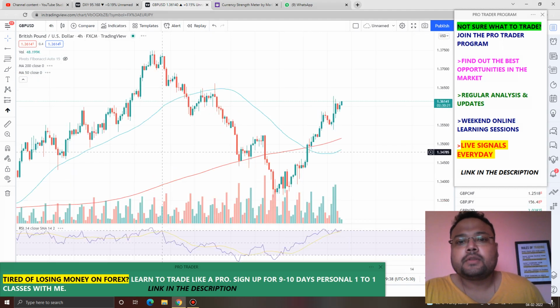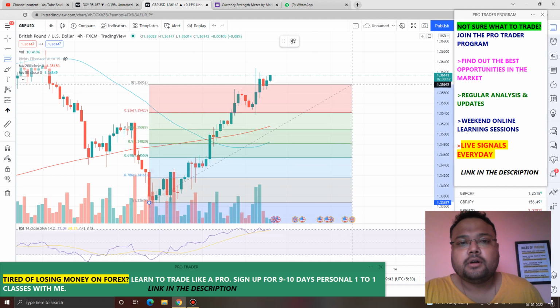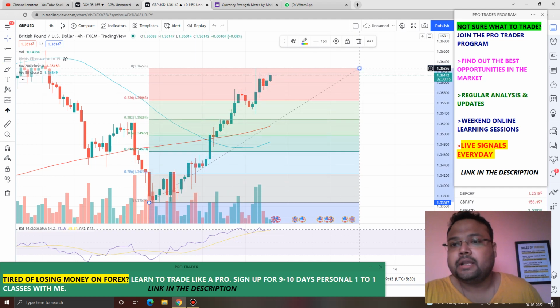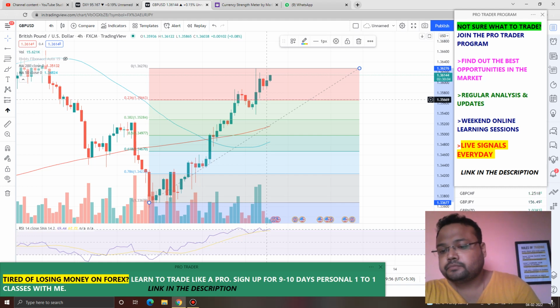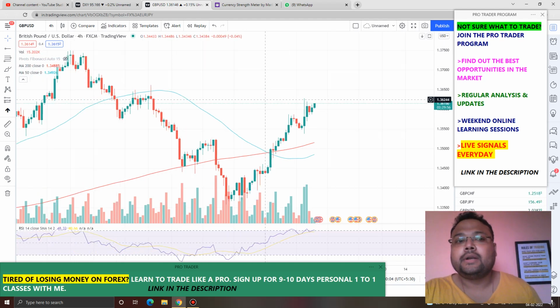And in the 4 hour chart, as of now I do not see anything. If I draw a Fibonacci level also, there's nothing much on the chart right now. You can draw Fibonacci levels like this and wait for the market to test the 1.3560 level, but it's better to wait for the market to test the 50 moving average and bounce. That can be your one entry.